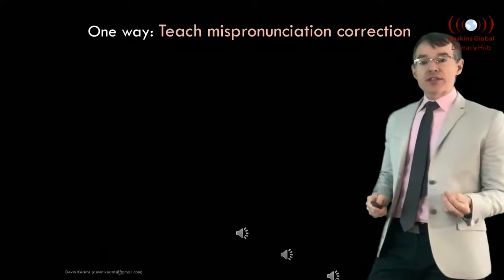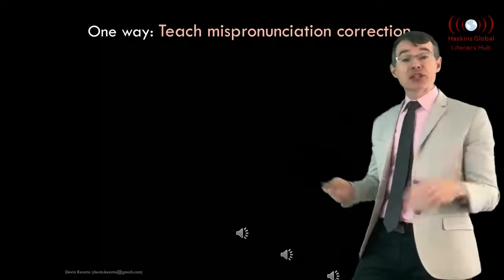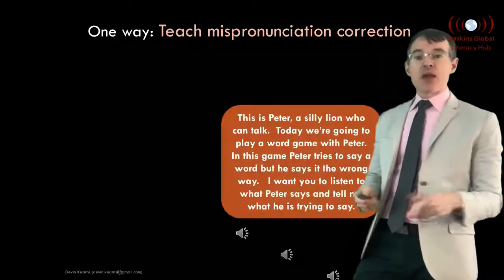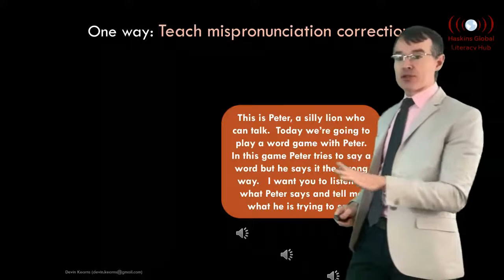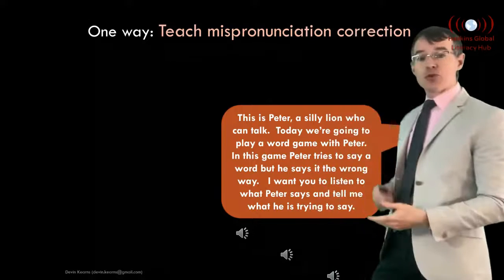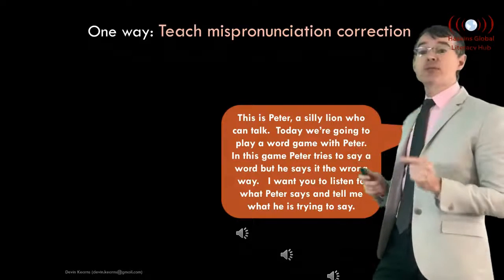So one way to do this is teach students what's called mispronunciation correction. I'm going to describe what this means. What that means is if you were to give a student a task where you ask them to, and I'll read this to you, you ask them to shift the pronunciation of a sound.